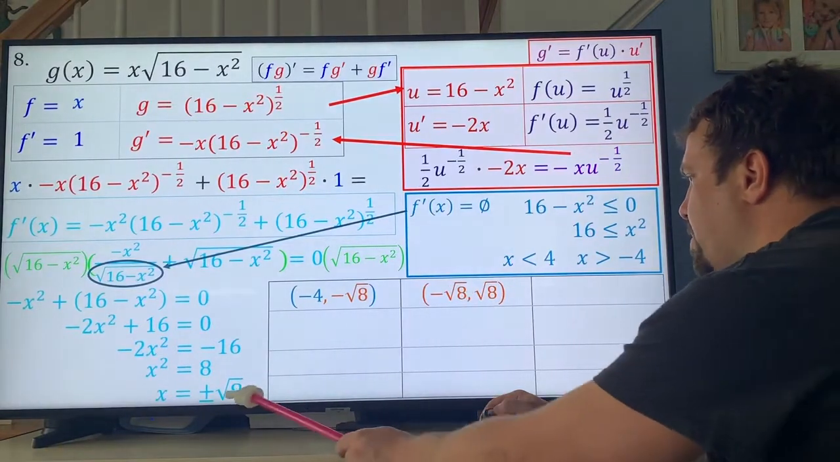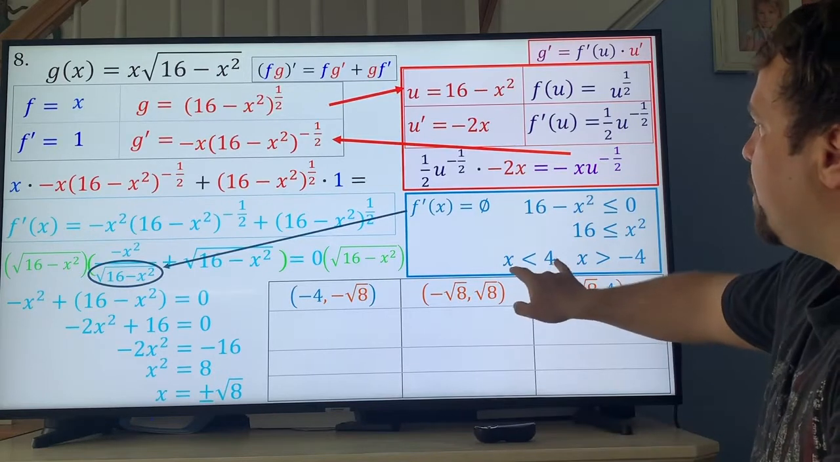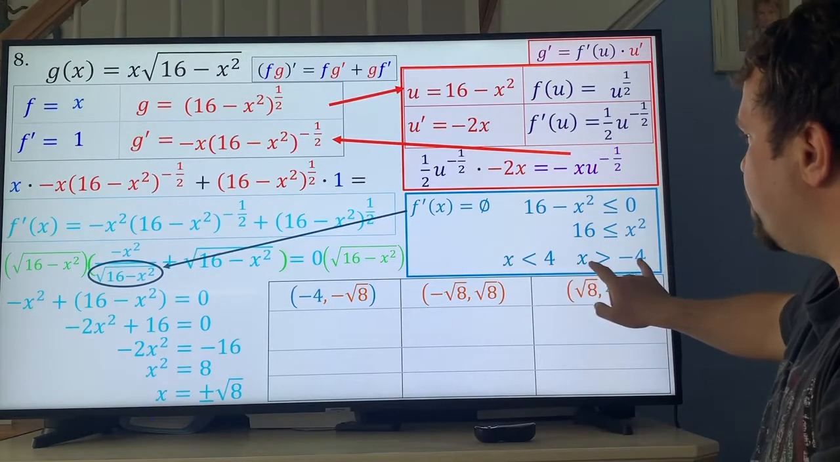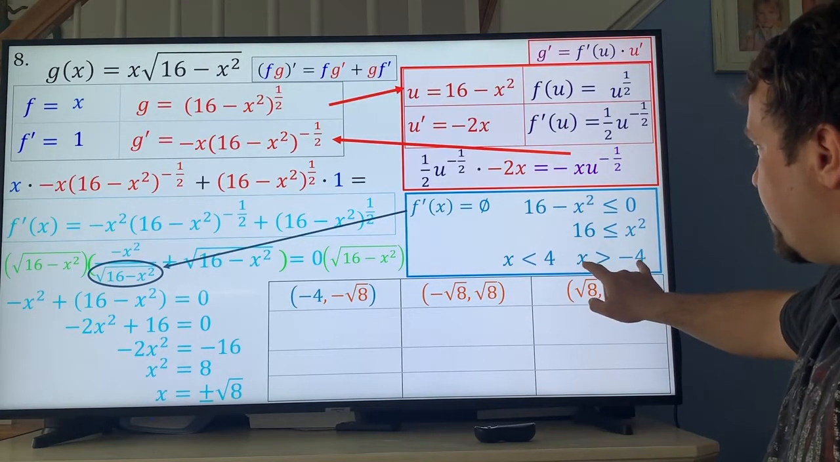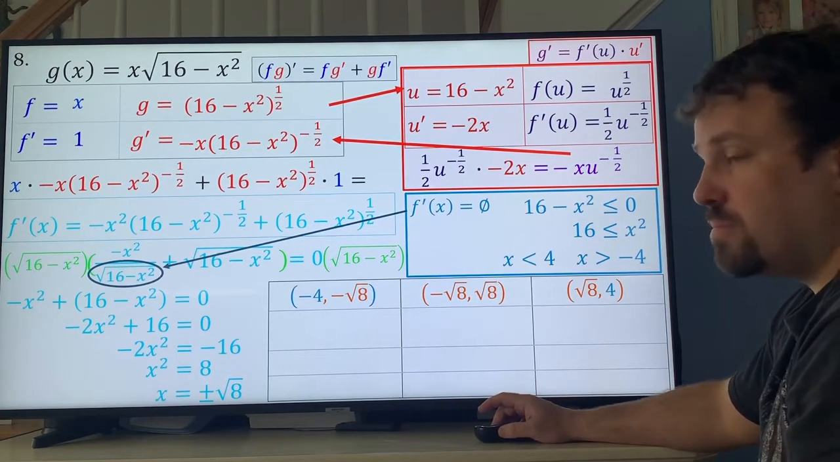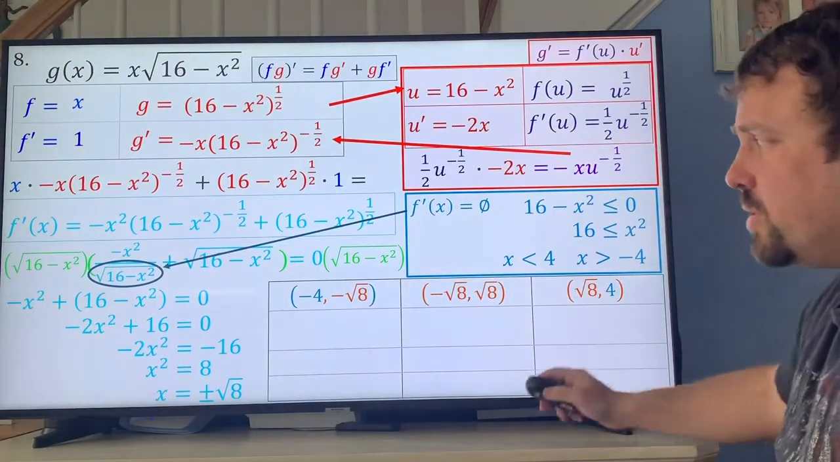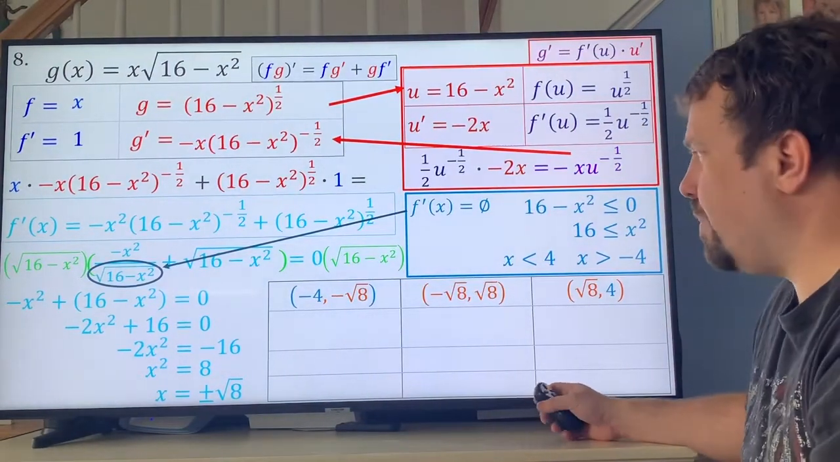Negative radical 8 to radical 8, and then radical 8 to 4. Because these are all the numbers less than 4, and it has to be greater than 4, right? What that means is, it can't be less than -4 and greater than 4. So we don't use the infinity. It's a little more advanced of a problem.